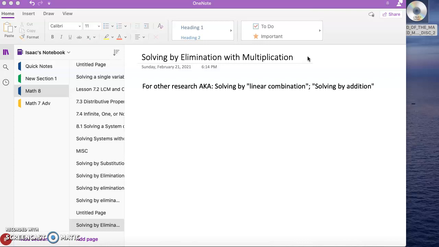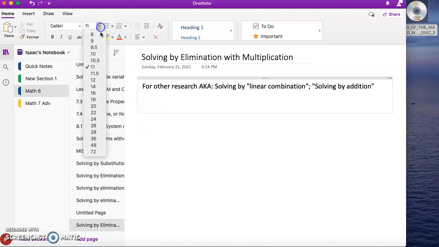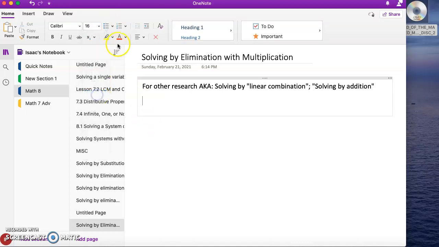So let's say we've got two equations. 4x minus y equals -7, and -3x plus 2y equals 9.